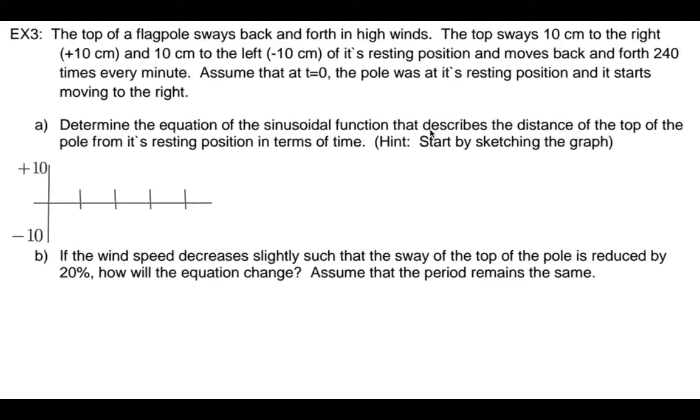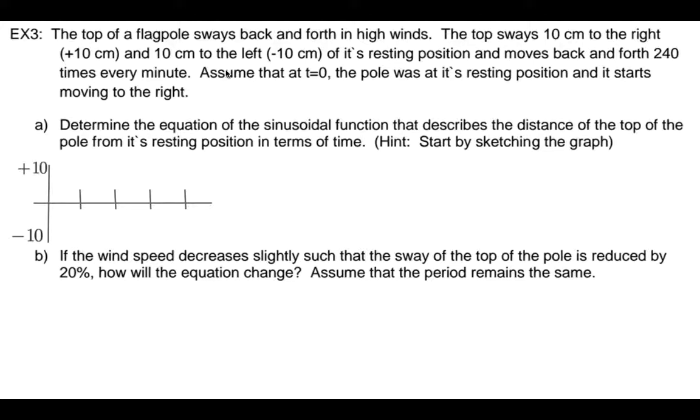Okay. The last example here is a flagpole. This is just a sinusoidal pattern of this thing going back and forth as it sways in the wind. There's a little bit of explanation here. It says assume it's at its resting position, which is 0, and then it starts to move to the right, and right is plus. And so we're going to start here, and go up and then back and then down and then back. The big thing is it tells you it's 240 times a minute.